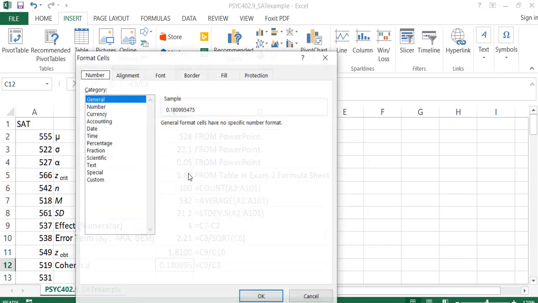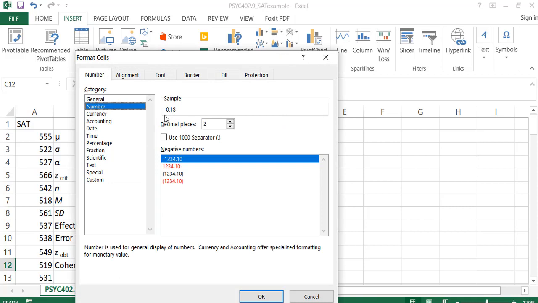Again, if you want to make sure it's consistent, you can right click, go into format cell, and specify that you want 4 decimal places.